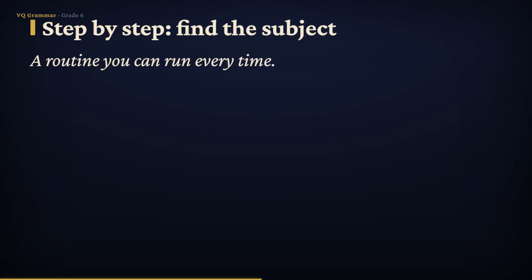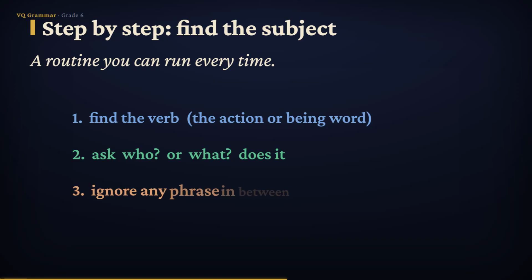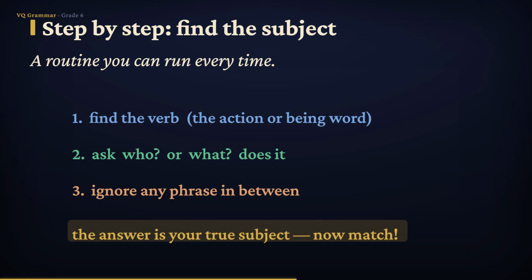Let's turn all of this into one simple routine you can run on any sentence. Step 1. Find the verb, the action word or the being word. Step 2. Ask who or what is doing that verb. The answer to that question is your subject. And step 3. The golden rule of today's lesson. Ignore any phrase sitting in between. Once you've got your true subject, all that's left is to match the verb to it, singular with singular, plural with plural. Find the verb, ask who or what, ignore the middle.